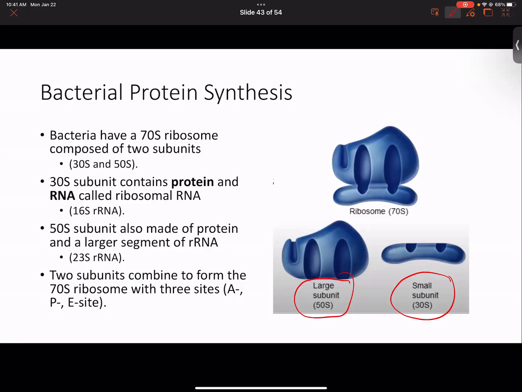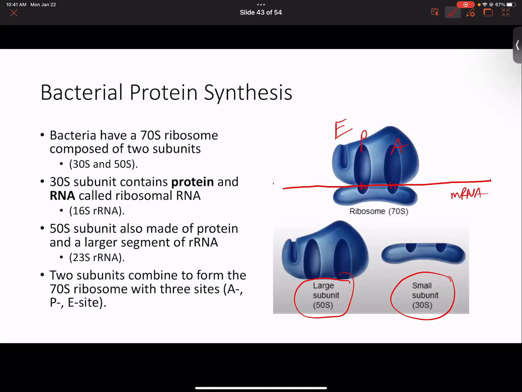And then that 70S ribosome has a couple of interesting areas located inside it once it comes together. All right. There's the exit site. There's the peptidyl transferase site. And then this is the aminoacyl transfer RNA site. Okay. And then what's missing on this particular image is the actual messenger RNA.